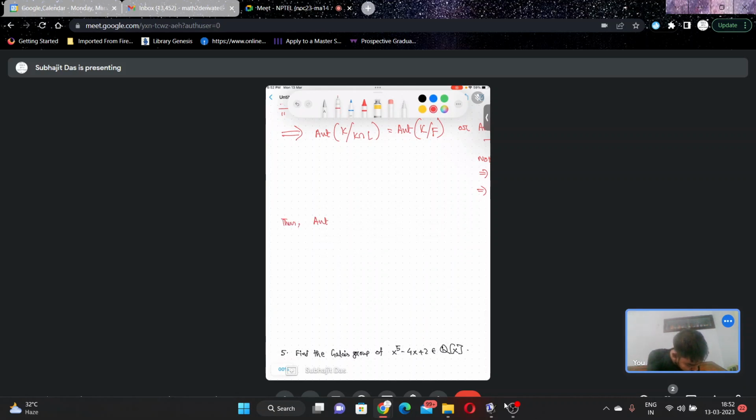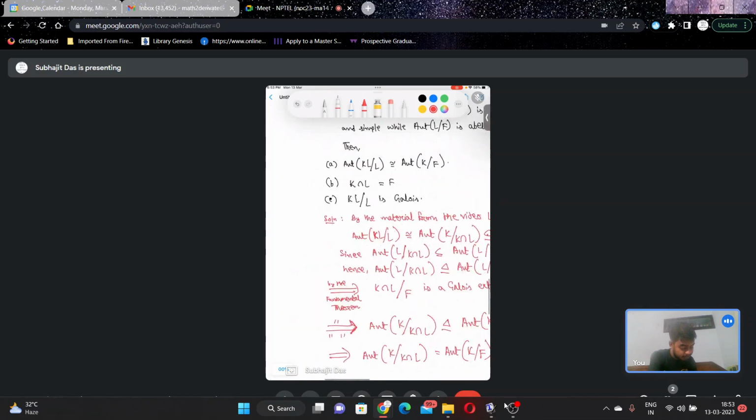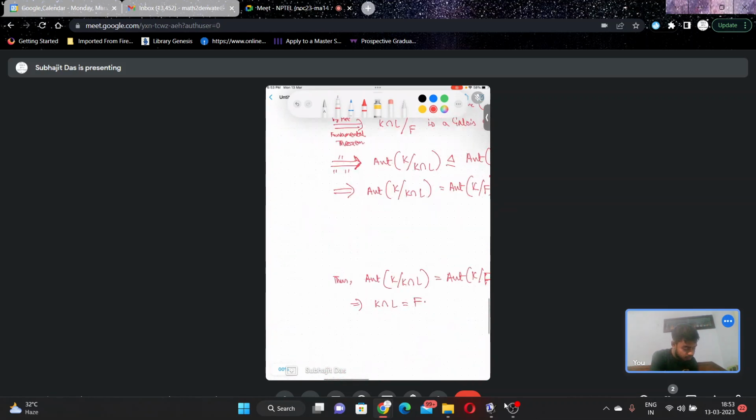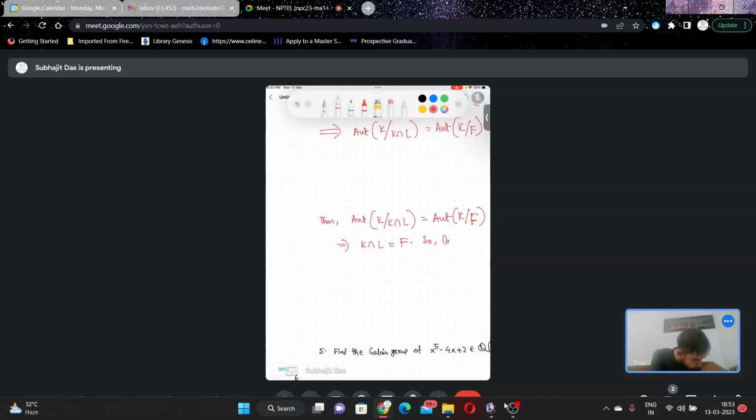Thus Aut(K/K∩L) is equal to Aut(K/F), which implies that, since the map from the lattice of intermediate subfields to the lattice of subgroups, which sends any intermediate subfield B onto the Galois group of K over B, is bijective, in particular injective, we have K intersection L must be equal to F. So certainly B is true, and since B is true, B is correct.